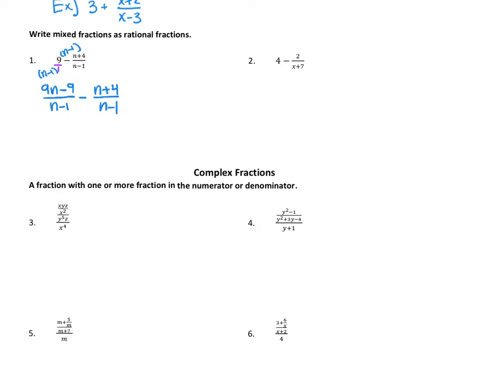Now I want to combine like terms, and I'm going to change this to a plus and change those to minus. So when I combine these, I combine them correctly. So I'm going to have 8n minus 13 all over n minus 1. Now I want to check to see if the 8n minus 13 is factorable, but in this case it's not. So this would be my final answer.